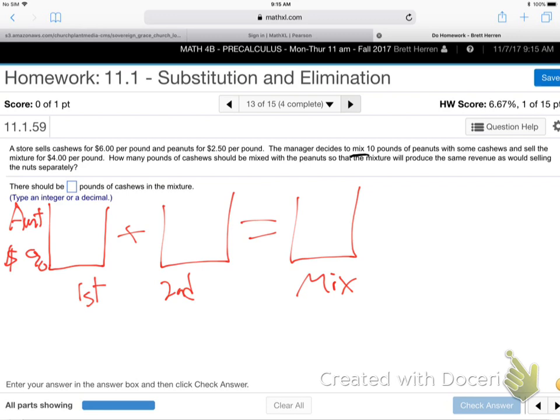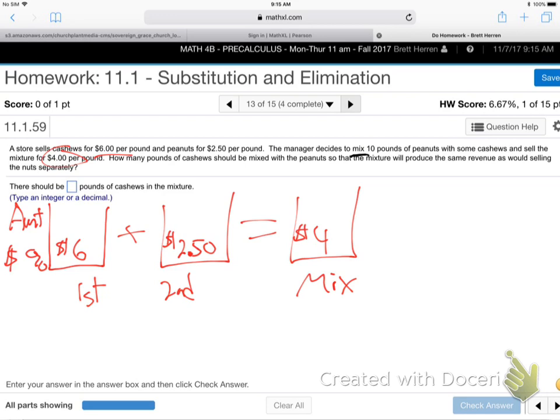Coming back to you a little bit. Remember this from algebra? So, all right, let's put the money in the bottom. It's $6 per pound cashews. It's being mixed with $2.50 per pound peanuts. And they want the mix to be $4 a pound. That good so far? So $6 cashews with $2.50 peanuts, and the mix is $4.